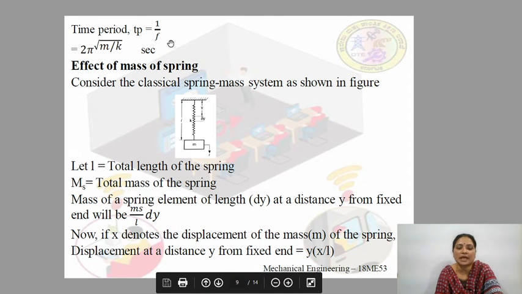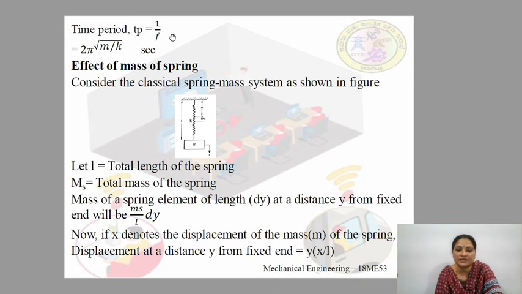The equation for time period is nothing but the reciprocal of frequency. So therefore, time period Tp is equal to 1 by f, which is nothing but 2 pi into square root of m by k seconds. These are the three different methods.